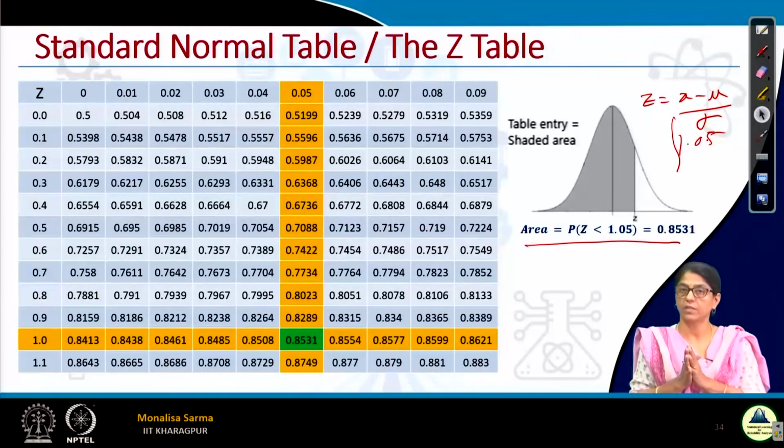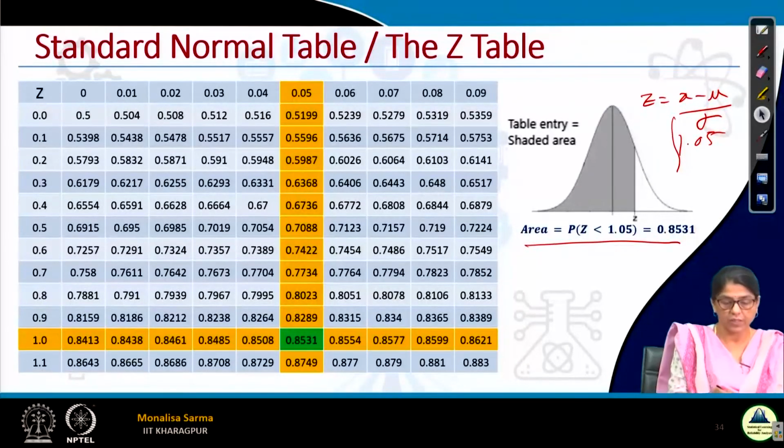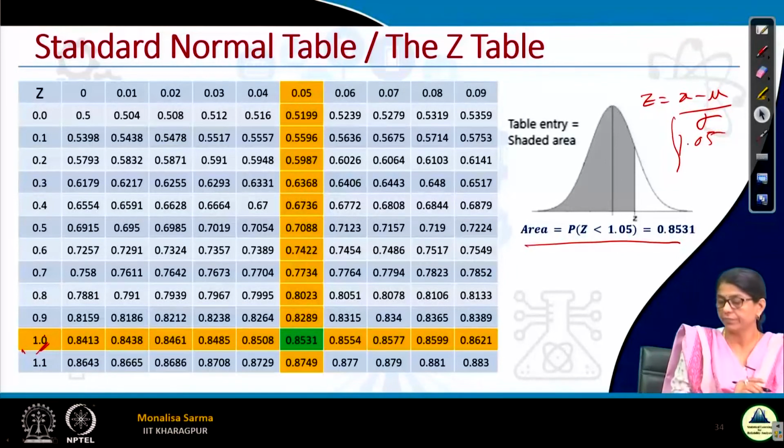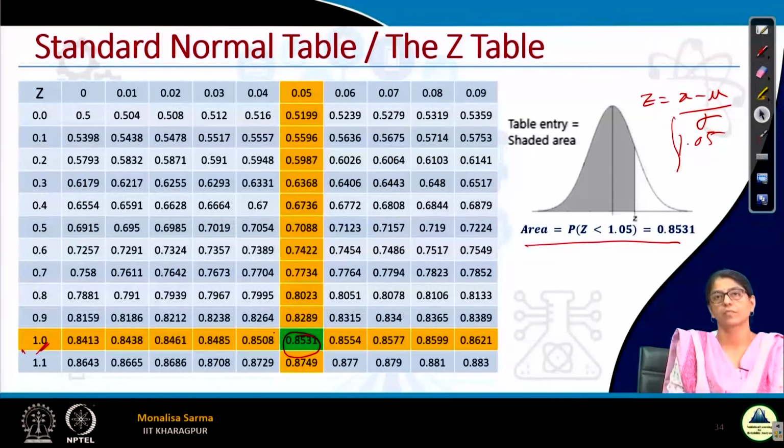As I told you, it always gives the cumulative value. So, how do I look up the table? See, here in the vertical you will see the z value, and the horizontal is also the z value. How do we find it? In the vertical you see this yellow color, this is 1. I need 1.05. So, this is 1, this is 0.05, that is together 1.05, and where it meets, this is my probability, 0.8531.